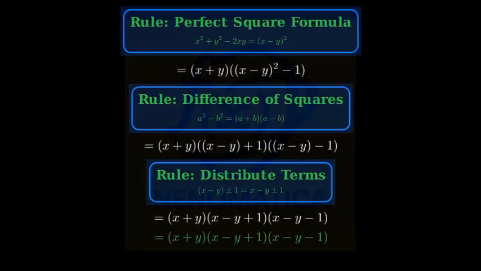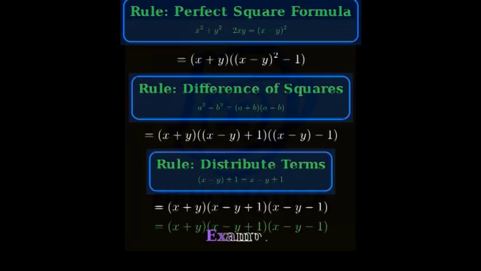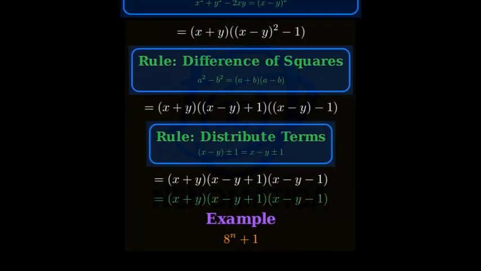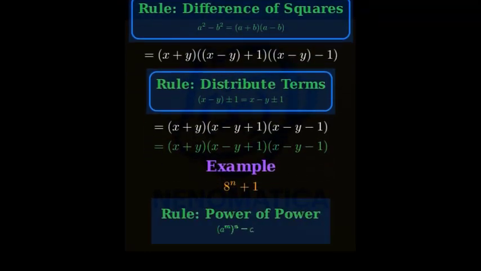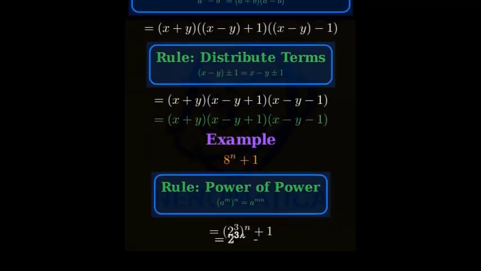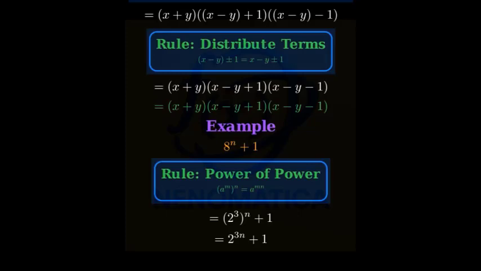Now, let's move on to our second example. We're going to factorize the expression 8ⁿ + 1. Step 1. Let's rewrite 8ⁿ in terms of 2. Since 8 equals 2³, 8ⁿ equals (2³)ⁿ, which equals 2³ⁿ.